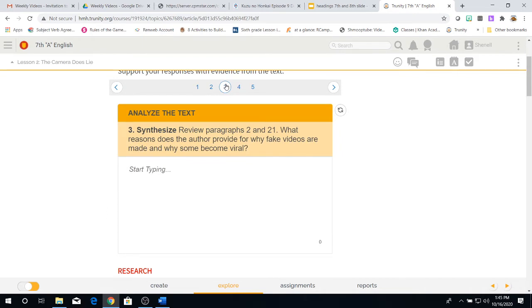Three, analyze the text. Synthesize. Review paragraphs 2 and 21. Careful, you're only going to look at paragraph 2 and paragraph 21, not 2 all the way to 21, just those two paragraphs. What reasons does the author provide for why fake videos are made and why some become viral? So you skim those two paragraphs, you summarize what you found as your answer, and you type it in here.